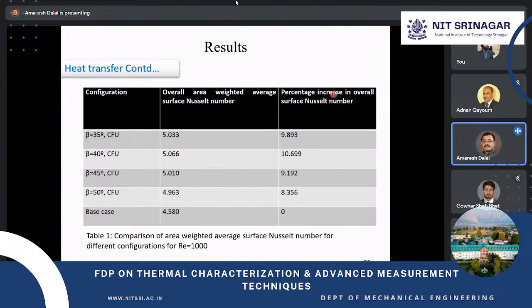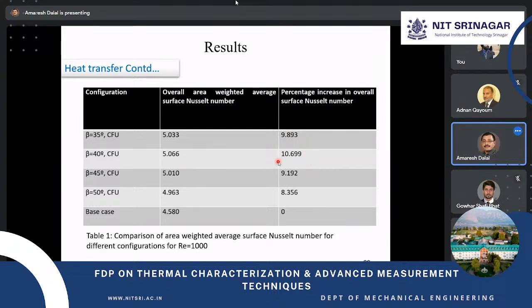And the percentage increase in overall surface heat transfer. So this is the base case. We are comparing based on the base case. What is the base case? The base case is the first one we solved without winglet, a tube, built-in tube and winglet. So now you can see that we got the highest for beta equal to 40°.